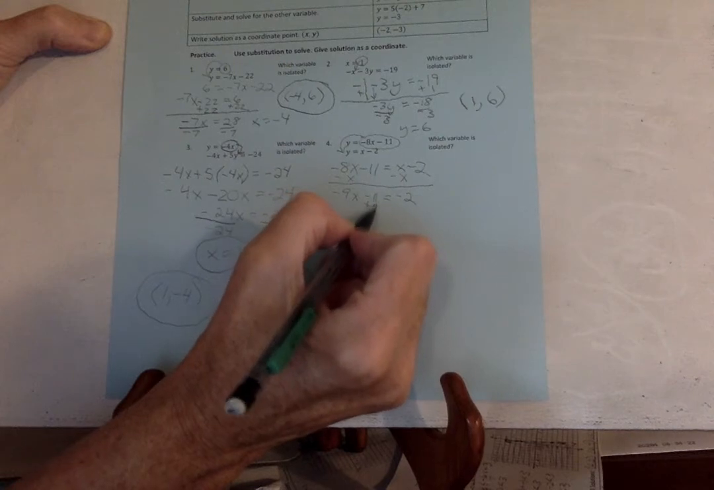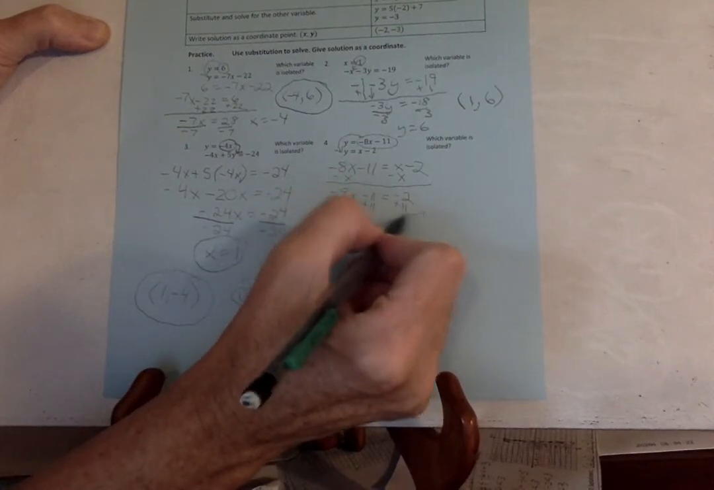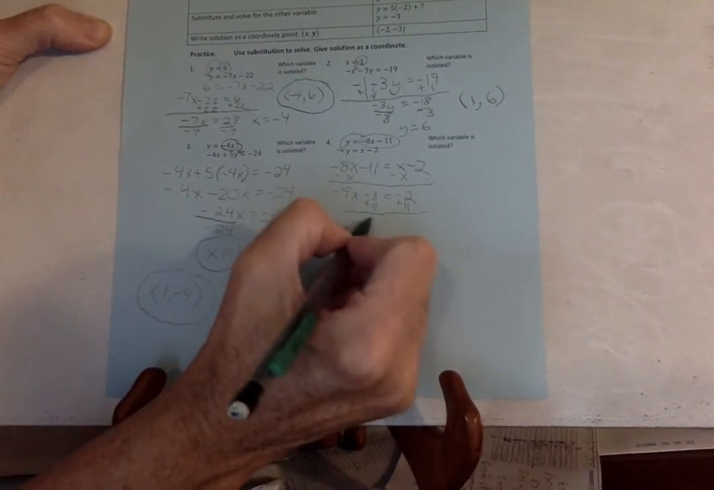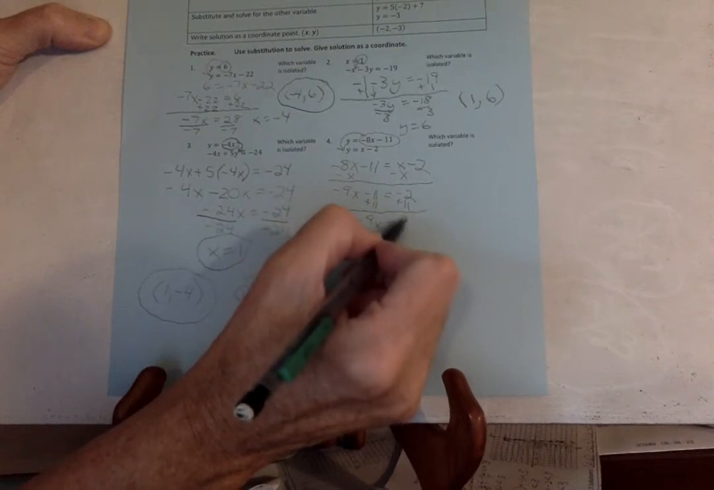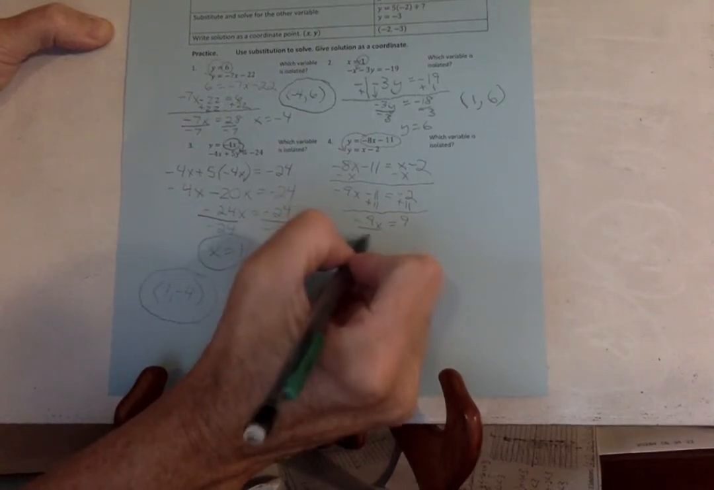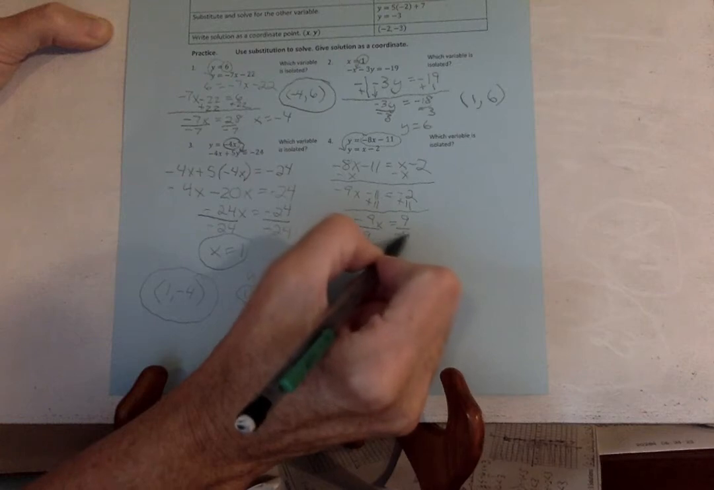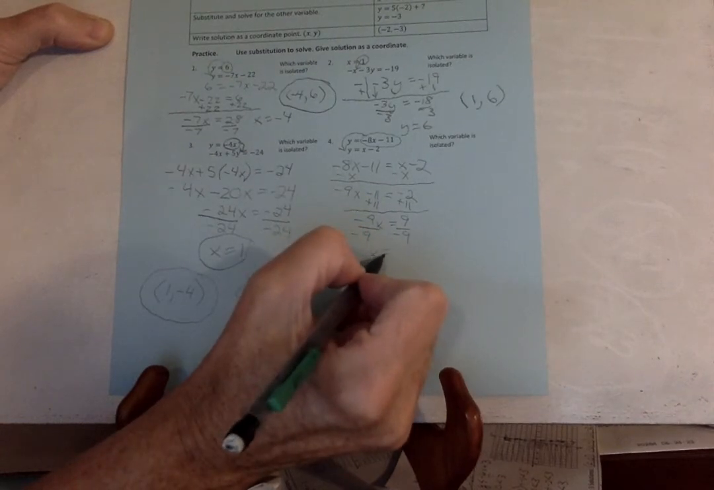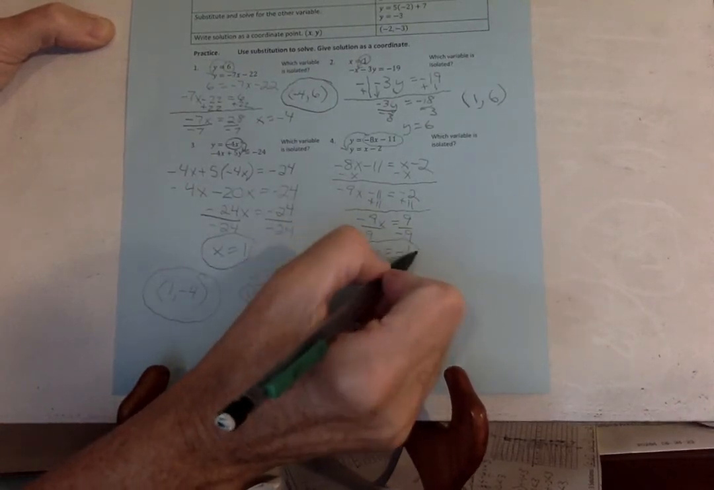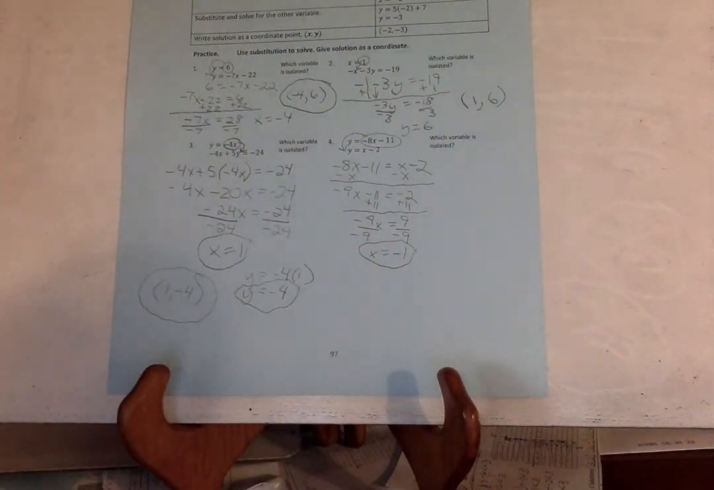Then I'm going to add 11 here, and I get negative 9x equals 9. Divide by negative 9. So I get x equals negative 1.